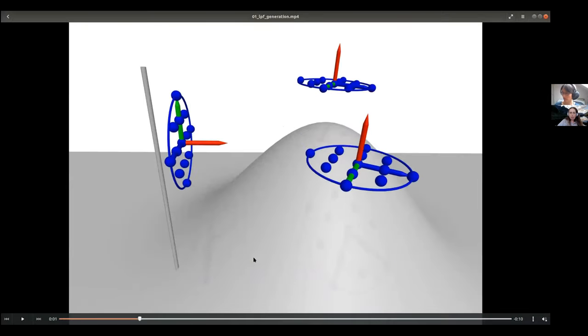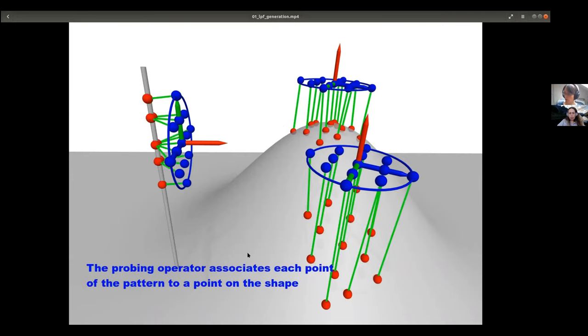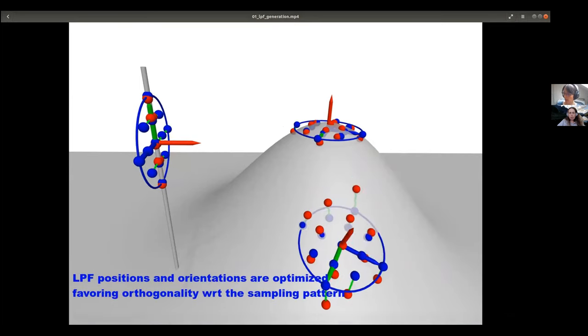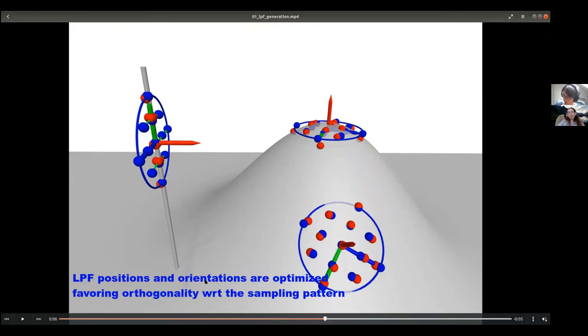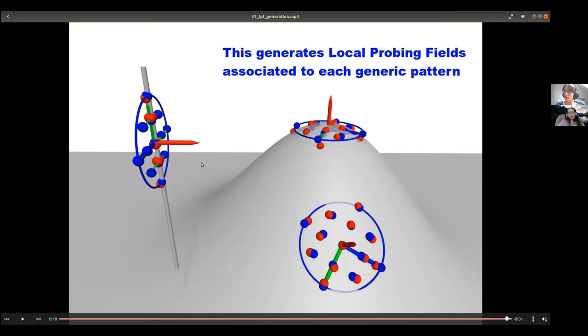So first, you spread generic patterns over the shape. And then you use a probing operator to associate each point of the pattern to a point on the shape. And then you try to favor orthogonality. So this one has rotated, this one as well, but this one cannot enforce some orthogonality, so it will not move. And this way you have built some local description of your surface.